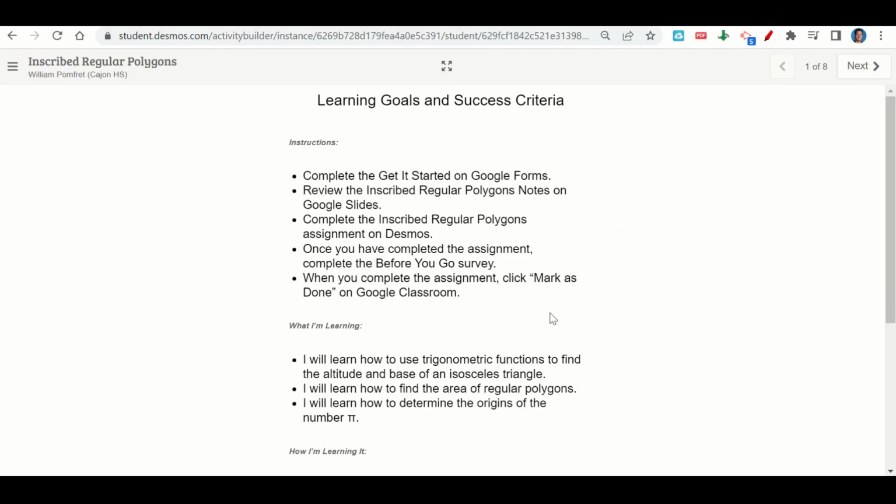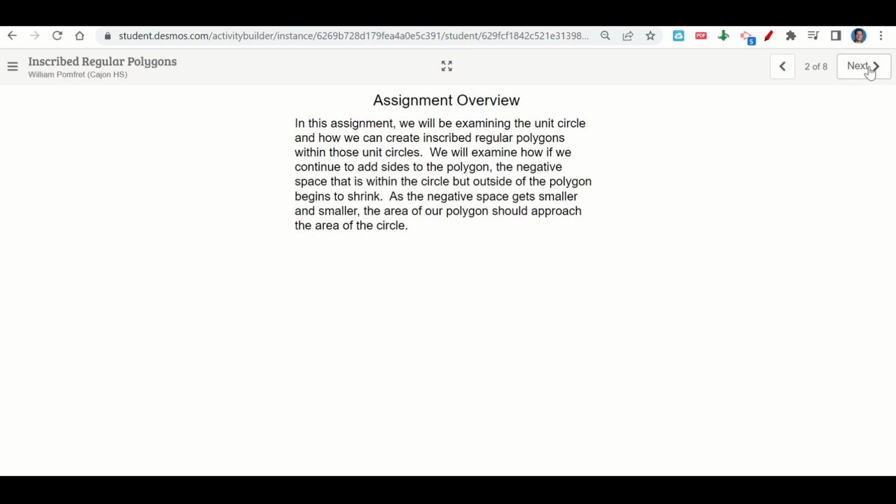The activity begins with the learning goals and success criteria. We'll click Next. It gives an assignment overview that says that we're going to look at inscribed regular polygons and examine how if we continue to add sides to the polygon, the negative space in the circle starts to shrink as we continue to add more and more sides.